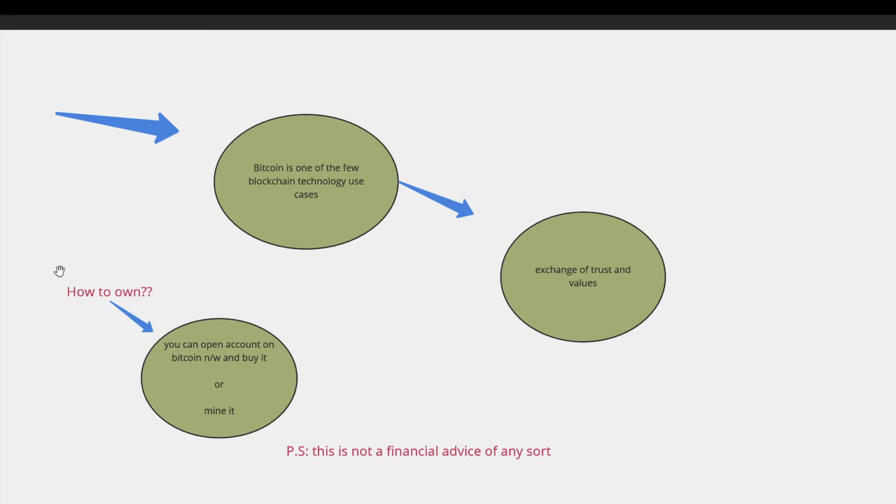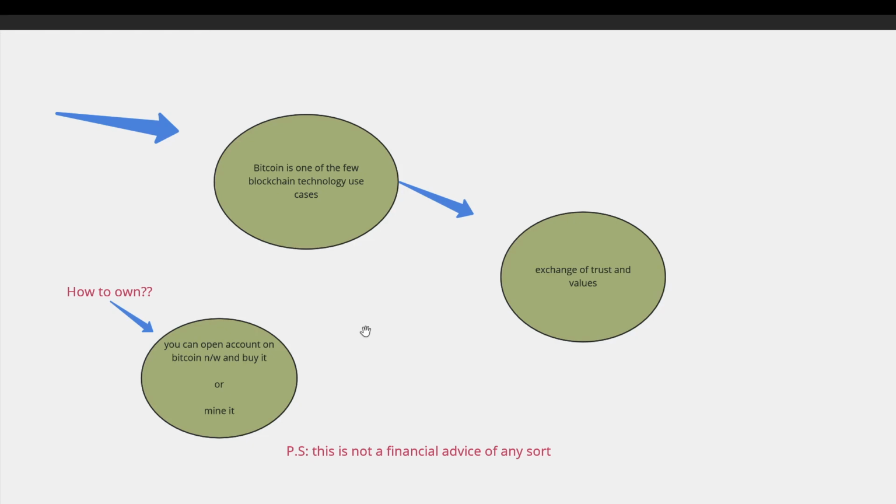So how to own Bitcoin? This is not a financial advice lesson, but I'm just giving you some tips on how you can own Bitcoin if you want to. You can open an account on any Bitcoin network and buy it, or the second solution would be to mine it and in turn get the reward. But now the mining process takes so long that a simple personal computer would not be able to solve this problem. So for that, there is a solution.